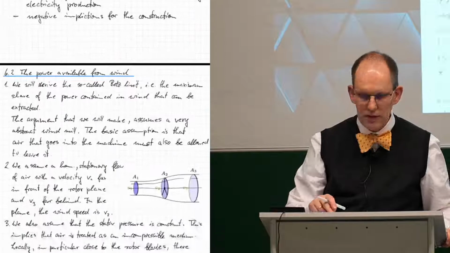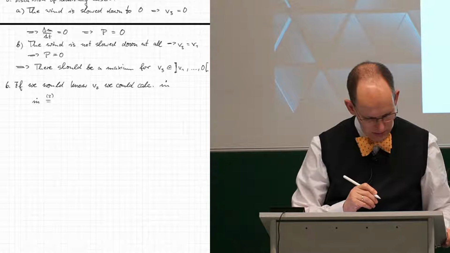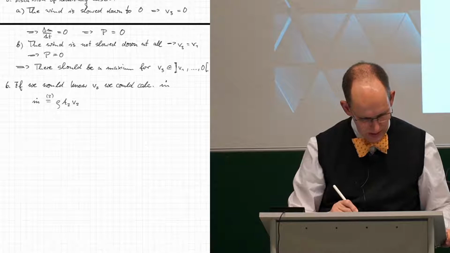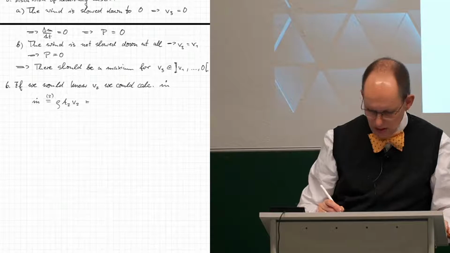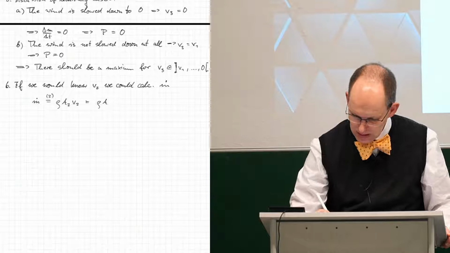Yeah, so M dot is equal, according to equation 2, to rho times A2 times V2. And we just write rho times A. With A, we always mean the area swept by the windmill. Yeah? So by definition, this is rho times A times V2.